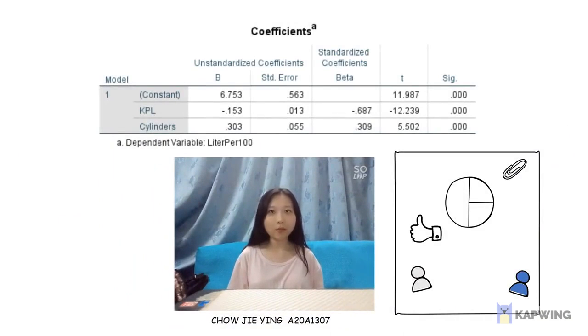I will present the part of the confidence interval. Based on the data above from SPSS, the 95% confidence interval for KPL is negative 0.178 and negative 0.128, where the value of 0 does not fall within the interval, again indicating KPL is a significant predictor. It also represents the standard error for the KPL is 0.013, whereas the 95% confidence interval for the cylinder is 0.194 and 0.413, while the value of 0 does not fall within the interval, again indicating cylinder is a significant predictor. It also represents the standard error for the cylinder is 0.055.